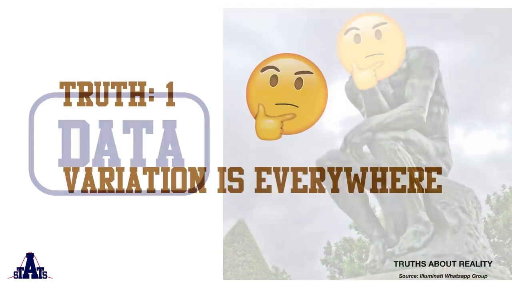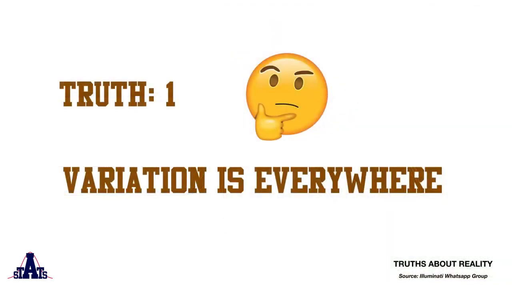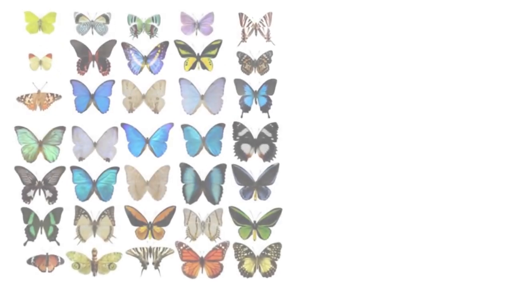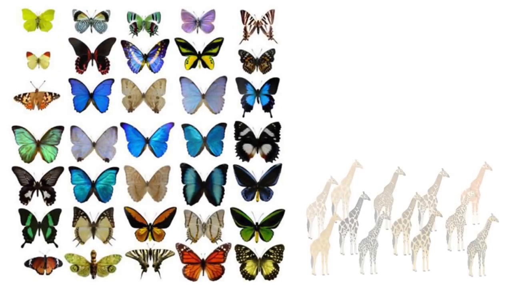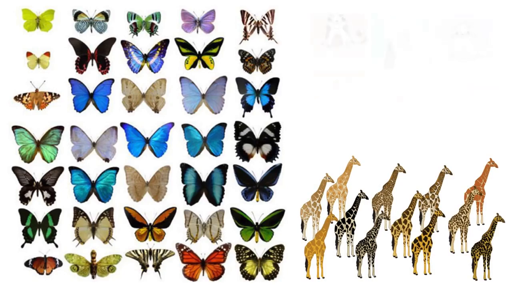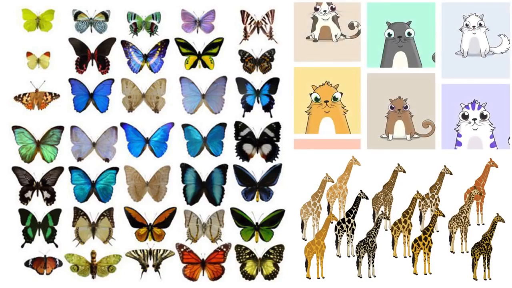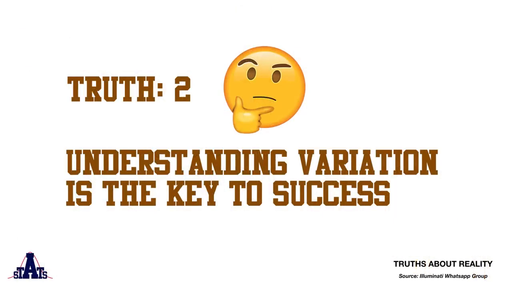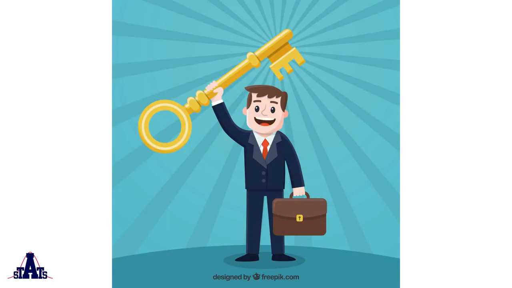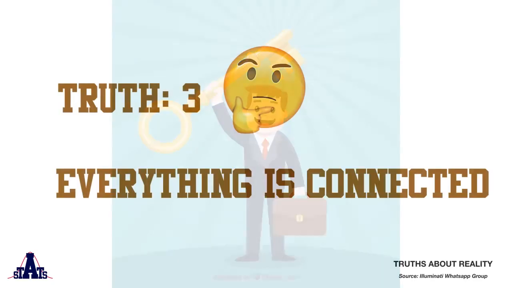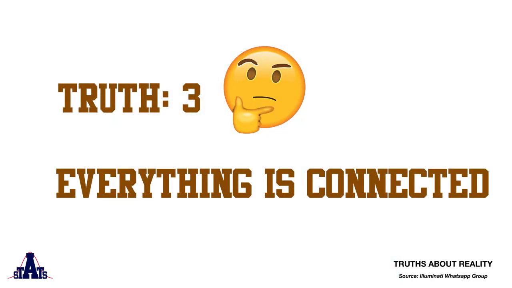Well, we can extract 3. The first one is that variation is everywhere. You just have to go outside and look at the butterflies. If you're here in Africa with me, you'll see all the giraffes or all the crypto kitties. You will see that variation exists. Now, truth number 2 is that if you can understand this variation, then you hold the key to success. And the third truth is that everything is connected.